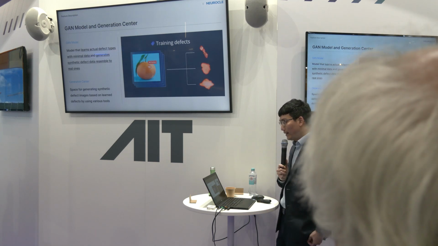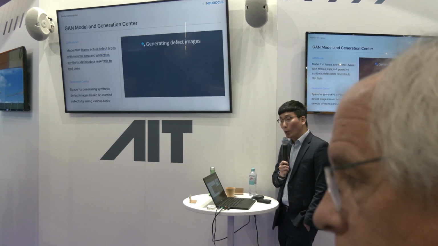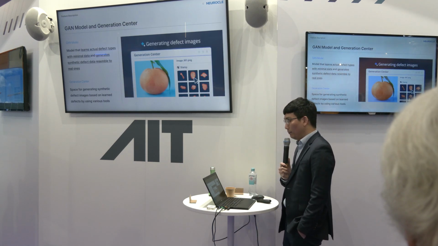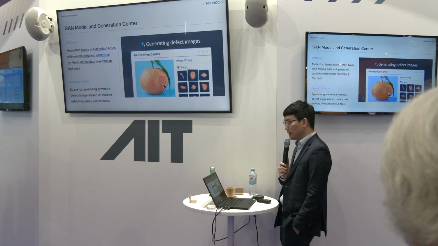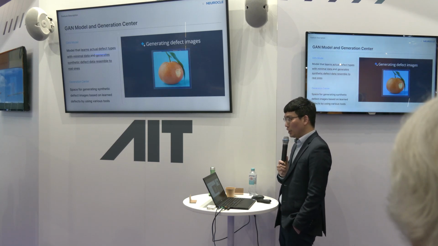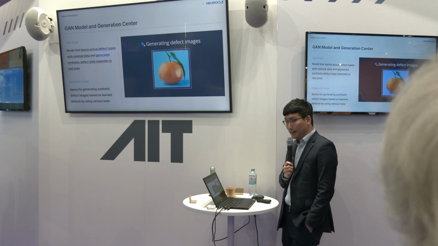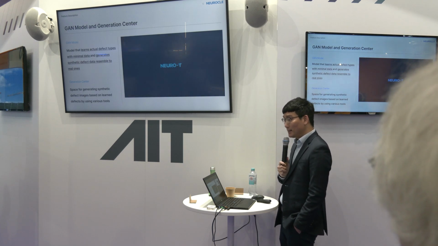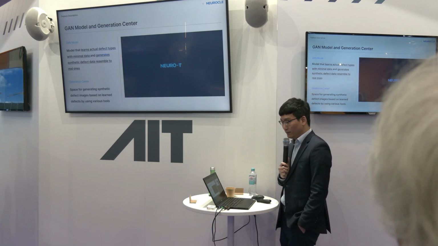After you train the GAN model, you're going to use the OK data. Based on the OK data, you're going to put these defect stamps on the surfaces. And then the GAN model will generate artificial defects, synthetic data like this. This is the basic concept of the generative adversarial network.